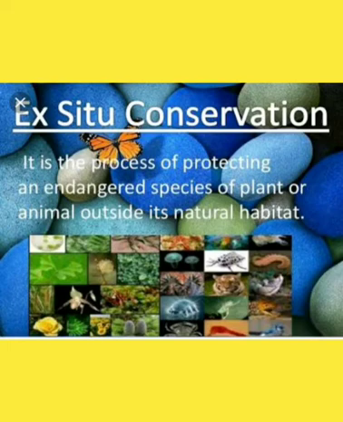Next is ex situ conservation. Ex situ conservation essentially deals with the conservation of species in suitable location but outside the natural habitat, such as botanical garden, zoo, etc. So the important thing is these species need to be conserved but outside their natural habitat.